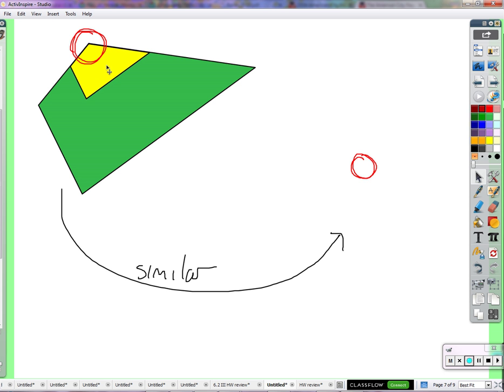Well, he's got to be. What? You're not even talking about what we are. He's got to be right, right? Let's slide this angle over here.